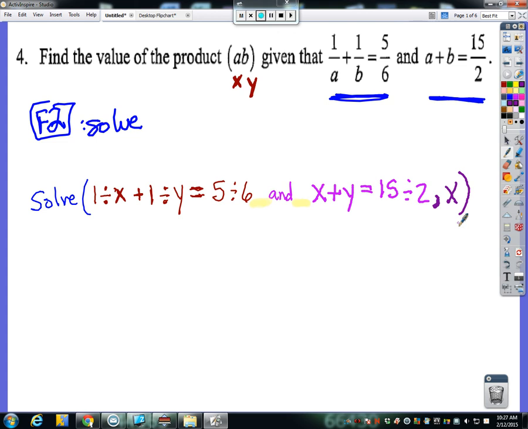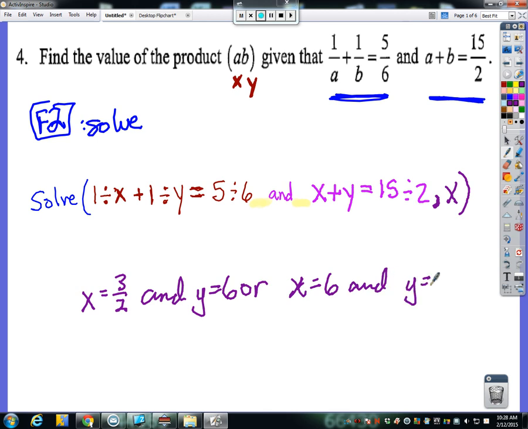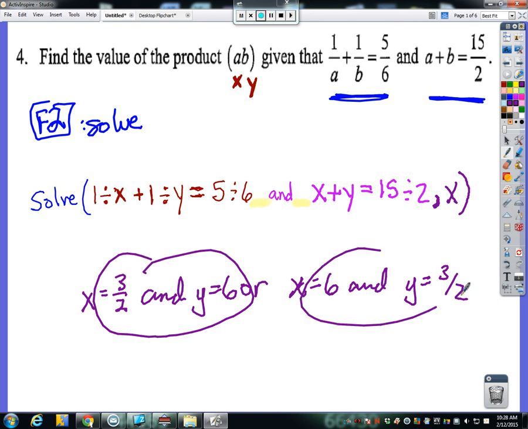X plus Y equals 15 divided by 2, comma x, in my parenthesis. And then here's what the calculator tells me. It says x equals 3/2 and y equals 6, or x equals 6 and y equals 3/2. So really they just gave me the same two numbers over again, right? Because it didn't specify which one had to be the bigger number and the smaller number. So either a is 3/2 or a is 6, but b is just the other number.